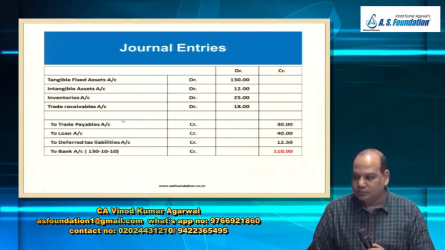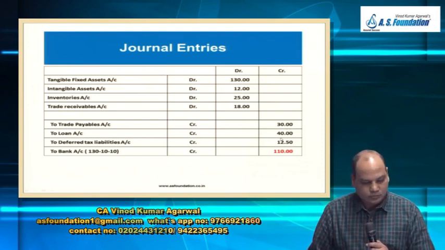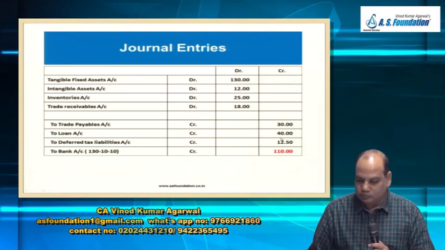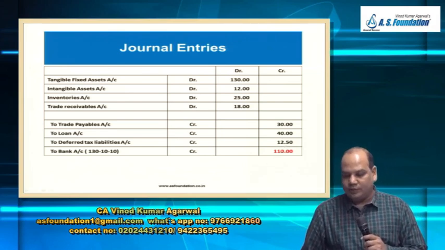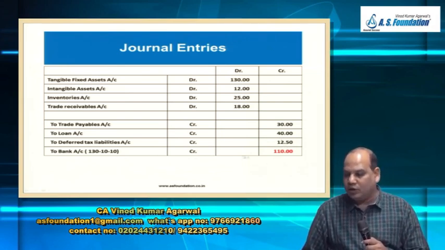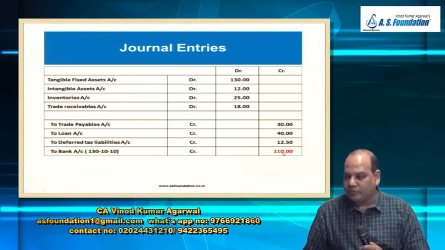Keep one line blank. To trade payable 30. To loan 40. To deferred tax liability 12.5. To bank account 110 only, as per the first step.